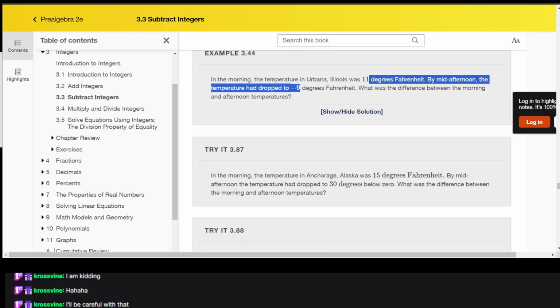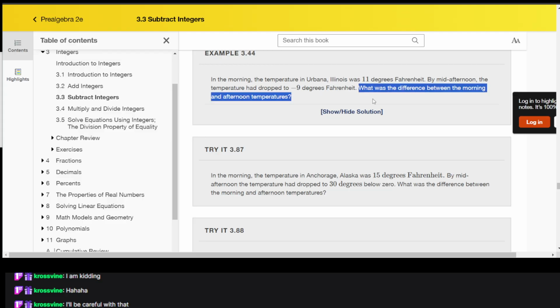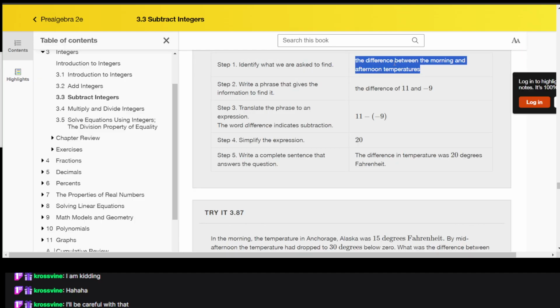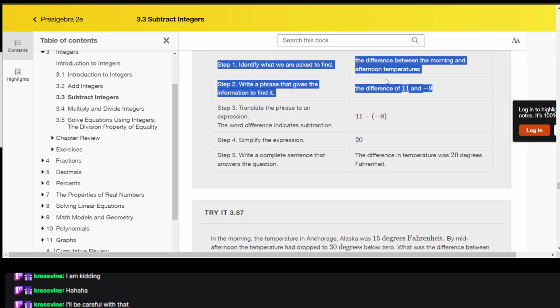Example 344. In the morning, the temperature in Urbana, Illinois was 11 degrees Fahrenheit. By mid-afternoon, the temperature had dropped to -9 degrees. What was the difference between the morning and afternoon temperatures? Yep. What are we asked to find? The difference between the morning and afternoon temperatures. The difference of 11 and -9.